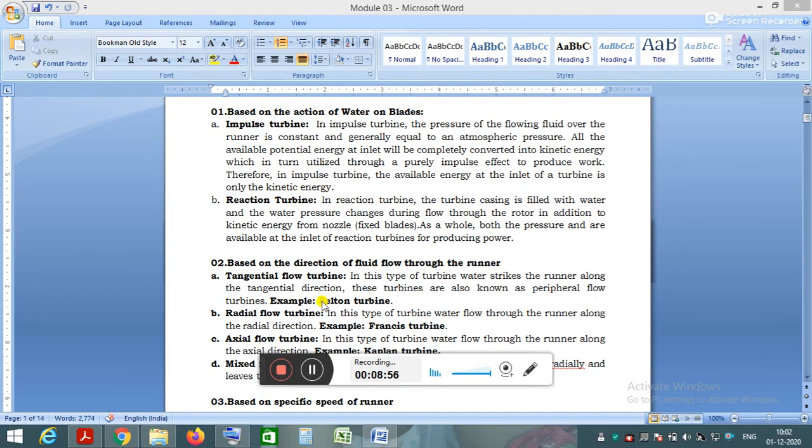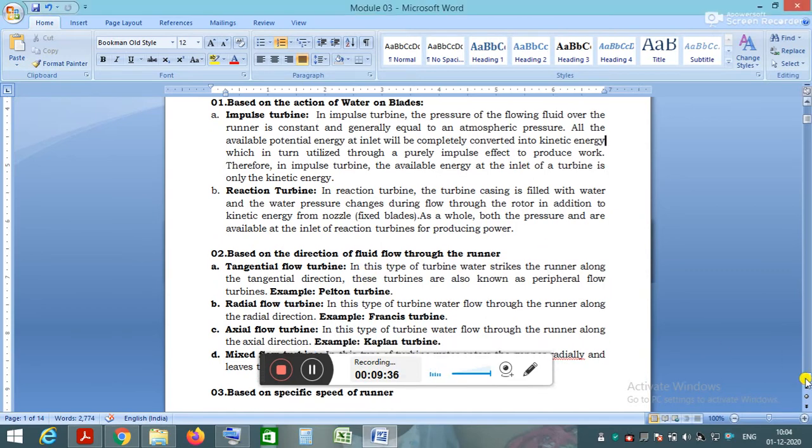Okay, next is radial flow turbine. We already discussed all this in the first module itself. Again, I am just giving a brief introduction. What is a radial flow turbine? In this type of turbine, the water flows through the runner along the radial direction, at 90 degrees. The water enters at 90 degrees to the axis of rotation of the turbine. Therefore, they are called radial turbines. The example is Francis turbine.